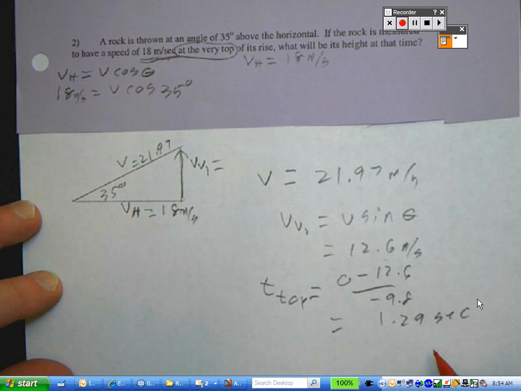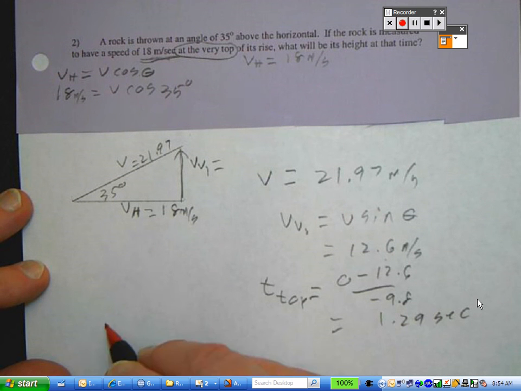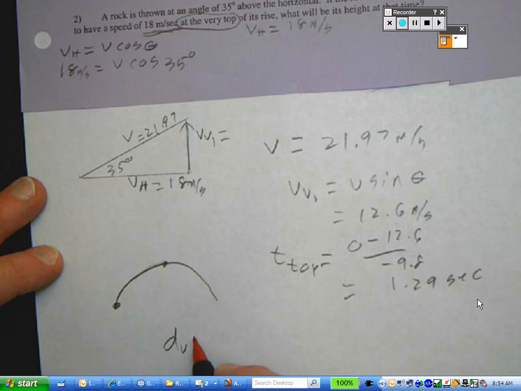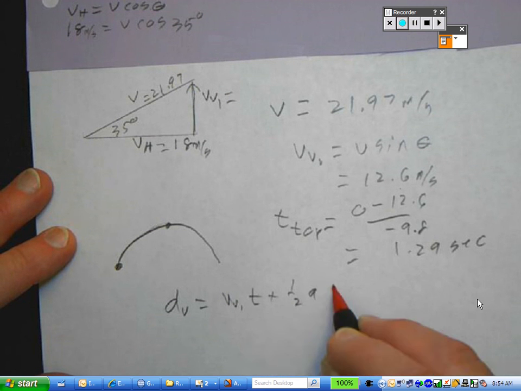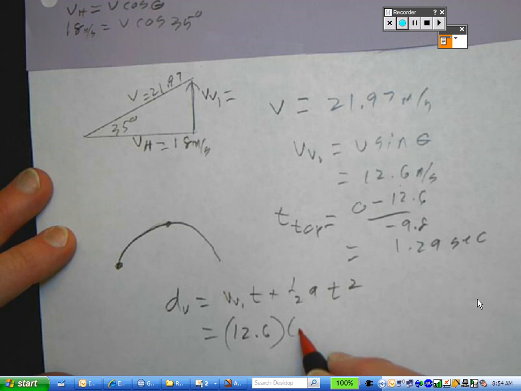Okay? Now, this question is asking about the height. When it travels up and down, it only rises for the time to the top from there to there. So we will use that time to the top in the d sub v formula because we want to know how high it goes. The d sub v is equal to v sub v1 t plus 1/2 a t squared. The v sub v1 that we discovered is 12.6. The time is 1.29.